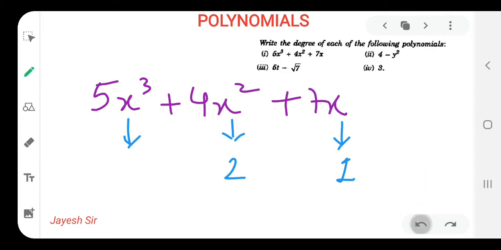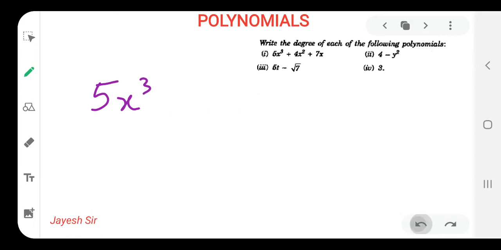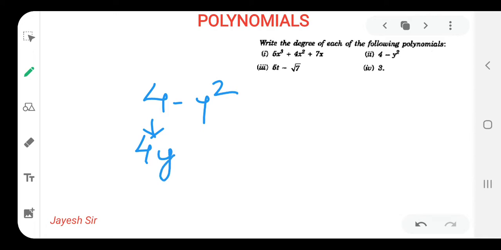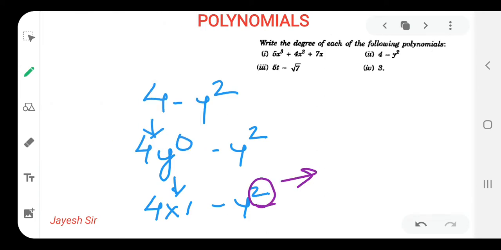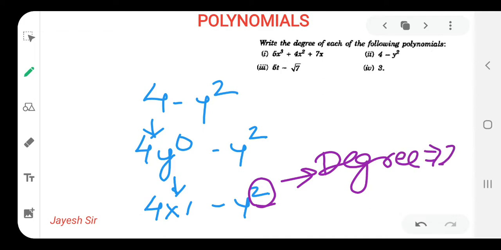So let's move to our second sum, that is 4 minus y square. In this sum, 4 does not have any variable. That means we can write it as 4 y raised to 0 minus y raised to 2. We know that y raised to 0 counts as 1. So 4 ones are 4 as it is, and y square. So the highest power of y over here is 2. Then the degree would be 2.